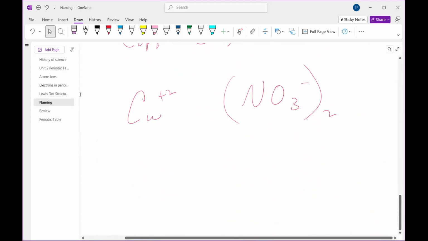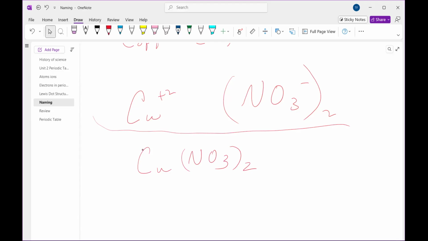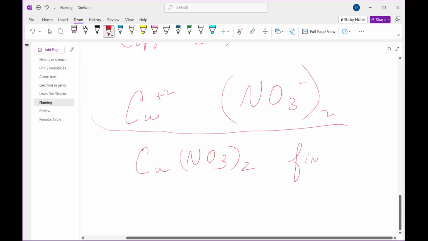All right, so that's the formula. Now, when you write a formula as an intermediate, you can write little pluses and minuses, but when you write the final formula, don't write the superscripts. Just write it like that. So this is an intermediate version. That'd be the final version.